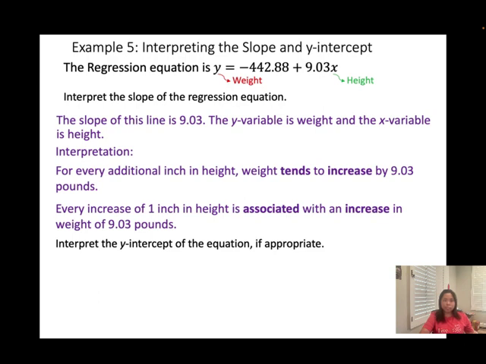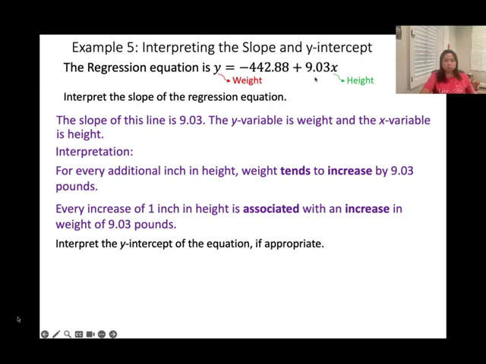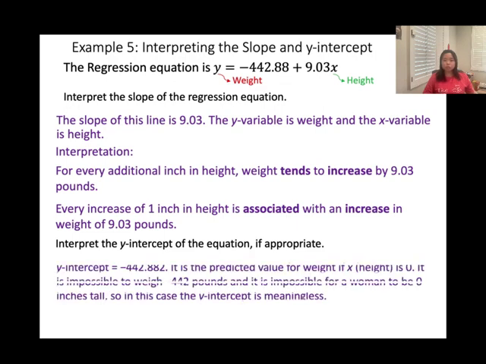Okay, interpret the y-intercept of the equation if appropriate. So think about it. For the y-intercept, that means when x equals 0, y will be equal to this value. So when a person is 0 inches tall, that person's weight will be negative 442.88 pounds. Is it possible? No, right? First, there's no way a person can be 0 inches tall. And also, no person has a negative weight. So we could say this y-intercept is meaningless in this equation.